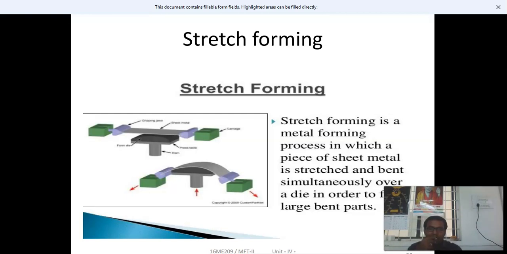Next one is stretch forming. Stretch forming is a metal forming process in which a piece of sheet metal is stretched and bent simultaneously over a die in order to form large bent parts. This is the sheet metal. Here the two ends of the sheet metal are stretched, that means clamped. The pressure is applied in the upward direction. The final part is produced.